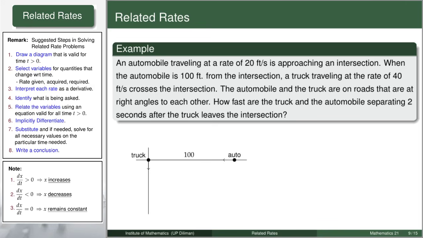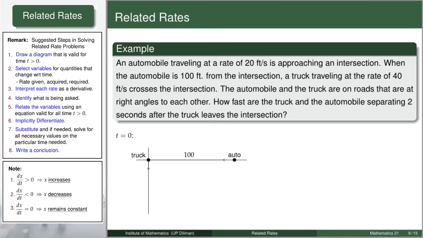Now, this is a good diagram. However, this is a static diagram, primarily because this only happens when time is equal to 0. Clearly, at time greater than 0, the truck should not be on the intersection anymore. So that means this is not a diagram that will represent any time greater than 0. Actually, it will not represent it at all, only at time equal to 0.